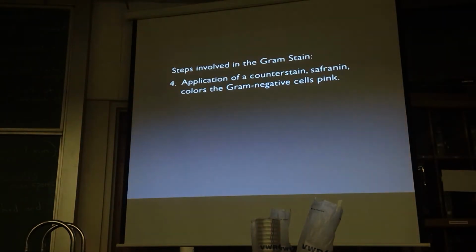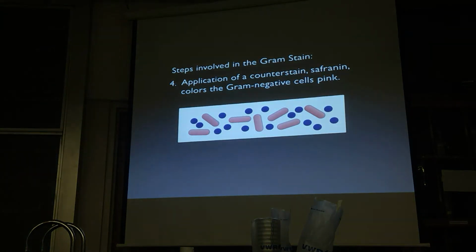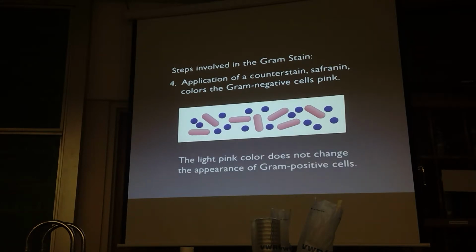The last thing we do is put on a counterstain because we want those gram-negative cells to show. We counterstain with safranin, and safranin is going to color the gram-negative cells pink. So put that on there for 60 seconds, and you should see gram-positive purple and gram-negative pink, if you do it right. The safranin is also lighter than the crystal violet, so your gram-negative cells will appear lighter, definitely pink as opposed to red.